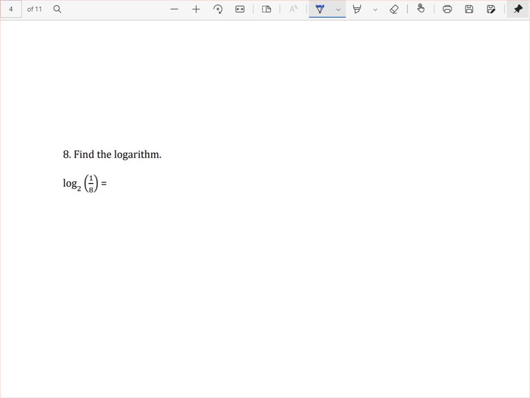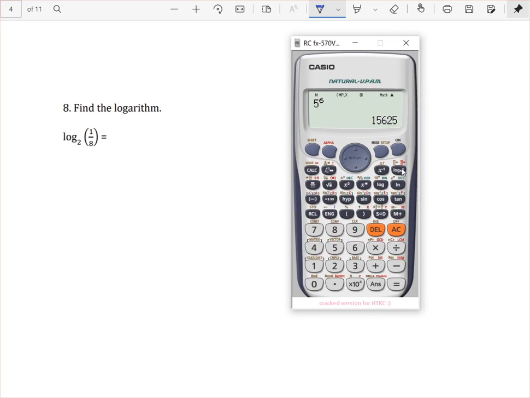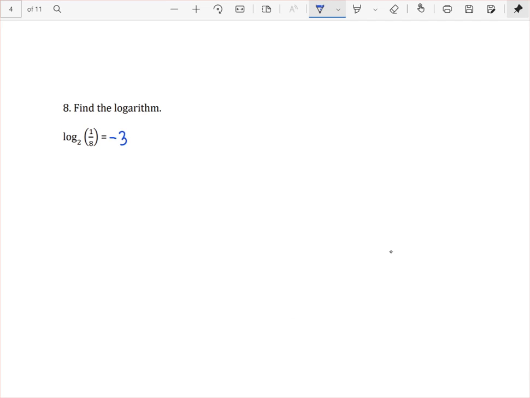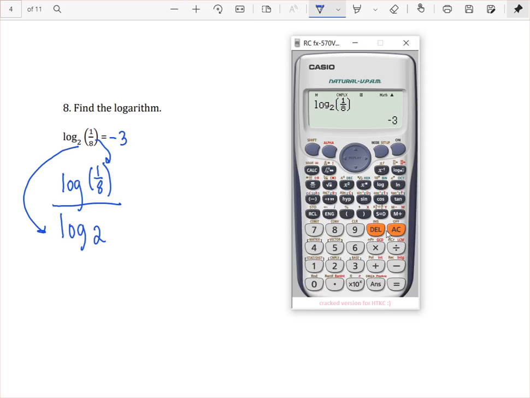This one, find the log. Well, there's two ways to do it here. If you're using the Casio that I recommended, you do have this little corner button. If you click there, you will write 1/8, and you get the -3. If you don't, you're going to use the change of base. So you would do log of 1/8 divided by log of 2. The base, you put on the bottom, and the log, you put on top. And then you would use the regular log for it.